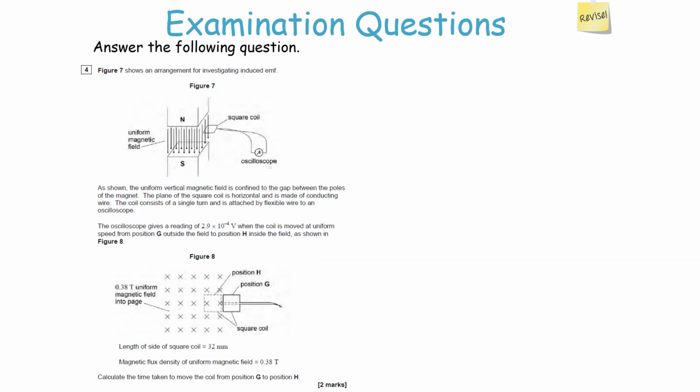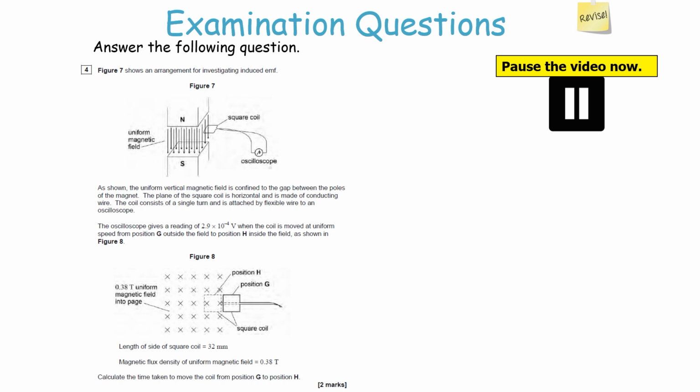Next question. Figure 7 shows the arrangement for investigating induced EMF. As shown, the uniform vertical magnetic field is confined to the gap between the poles of the magnet. The plane of the square coil is horizontal and is made of conducting wire. The coil consists of a single turn and is attached by flexible wire to an oscilloscope. The oscilloscope gives a reading of 2.9 times 10 to the minus 4 volts when the coil is moved at a uniform speed from position G outside the field to position H inside the field, as shown in figure 8. Now calculate the time taken to move the coil from position G to position H. So once again, pause the video and then unpause the video when you want to go through your answer.